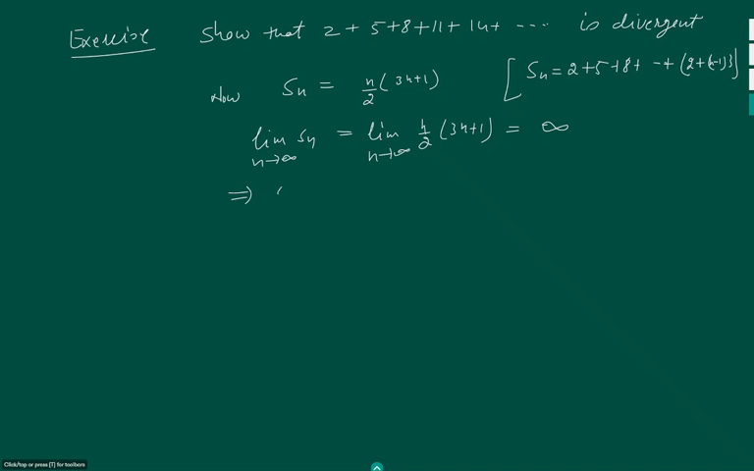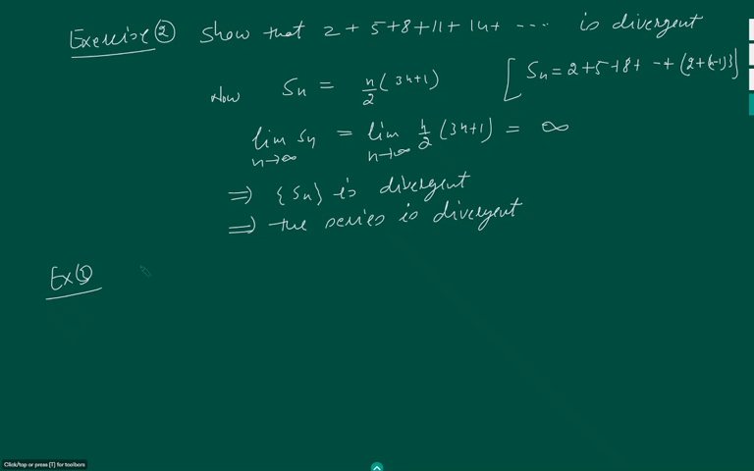So this implies the sequence of partial sums is divergent, and that means the series is divergent. That means the series, because the behavior of the sequence of partial sums is the behavior of the series. So the series is divergent. All right. So this was exercise 2. Let's do another exercise, exercise 3.